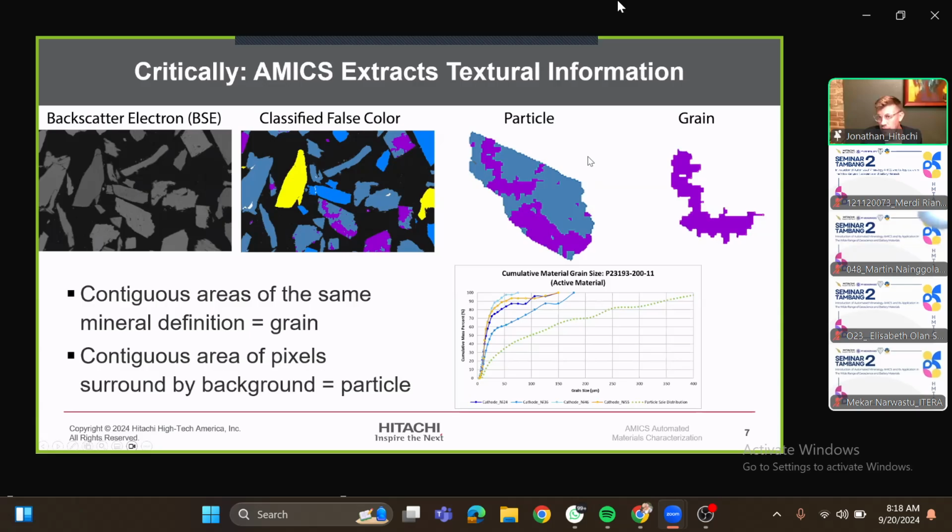But the important thing here is that we can extract our grain information and our particle information, where the particle is a contiguous area that can interact with its surroundings in a free way. So we can take the first backscatter electron image, we can classify that whole area. So every color represents a different material, right? And then once we've classified the area, we can treat these as individual particles and grains. And we can plot this as data.